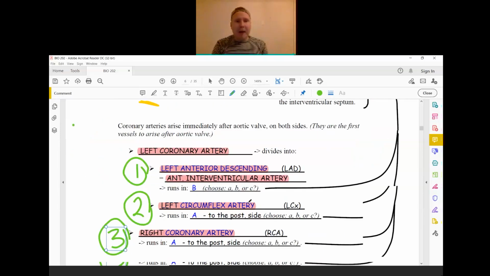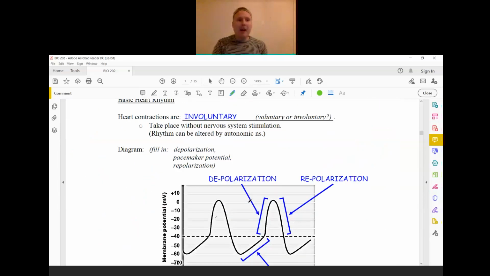Okay, a couple of words about the physiology of the heart. Heart contractions are involuntary, of course, so you don't have to think that now my heart is going to contract, and now it's going to contract.